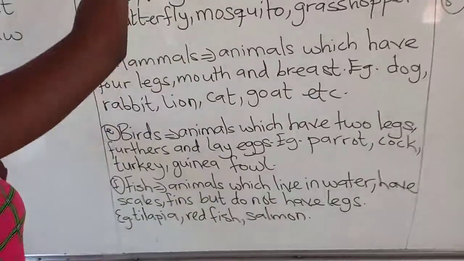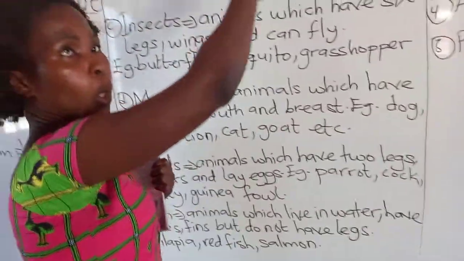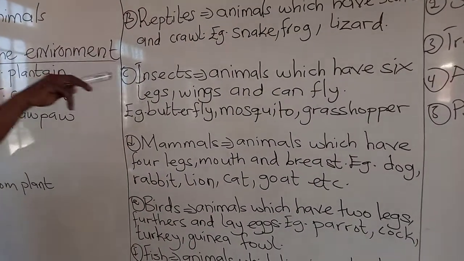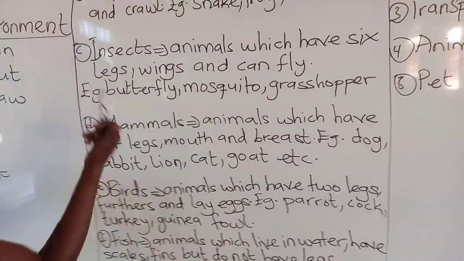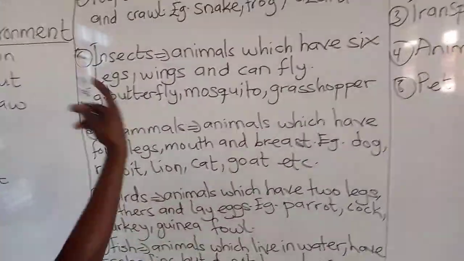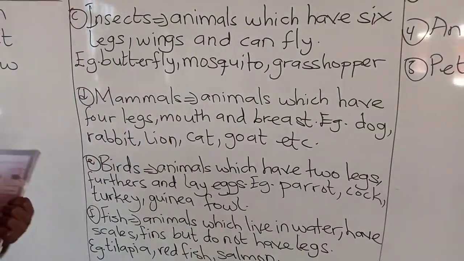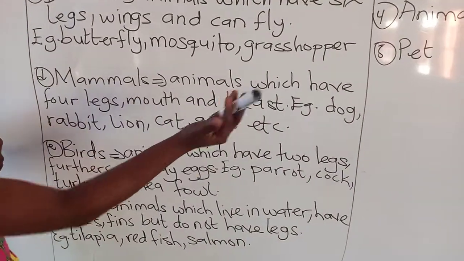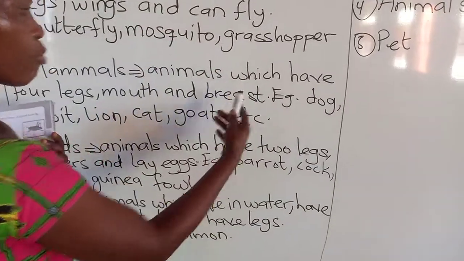So I said reptiles are animals which have scales and crawl. We also have insects, which are animals which have six legs, wings, and can fly. We also have mammals, giving us the four legs, mouth, and breast.